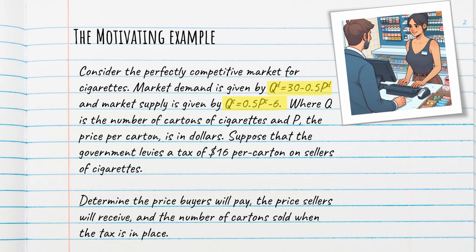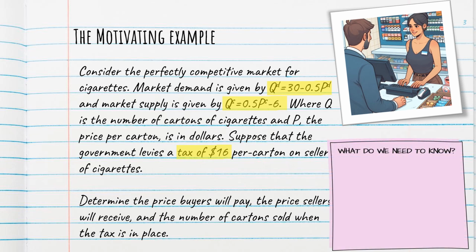Let's also suppose that the government levies a tax of $16 per carton on sellers of cigarettes. Our goal is to determine the price buyers will pay, the price sellers will receive, and the number of cartons sold when the tax is in place. What do we need to know to answer this question? It turns out we just need the demand curve, the supply curve, and the size of the per unit tax.